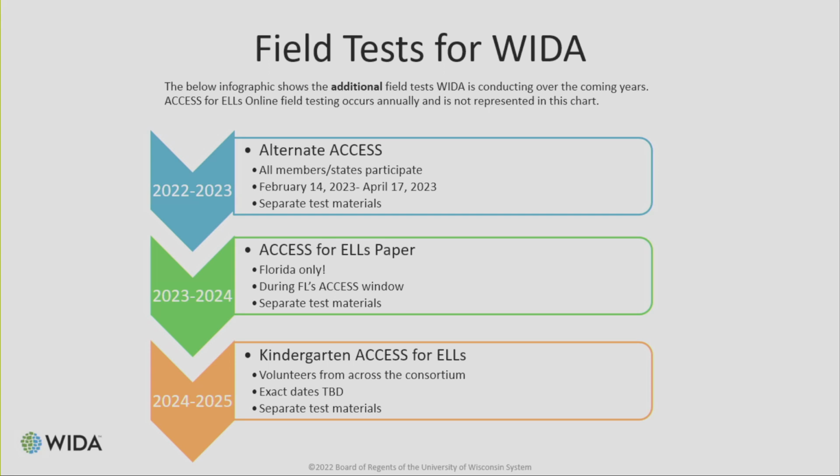Then there on the bottom we have the kindergarten access for ELLs. They're doing a refresh of that. And the field test for that will be in 24-25. That will be a voluntary field test, but it will be another standalone one, a separate booklet, a separate administration from our regular kindergarten access. The exact dates have not been announced, but they will have separate materials, and I'm sure they'll be approaching Illinois to participate in that field test.